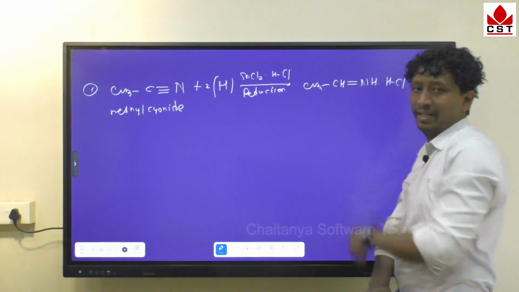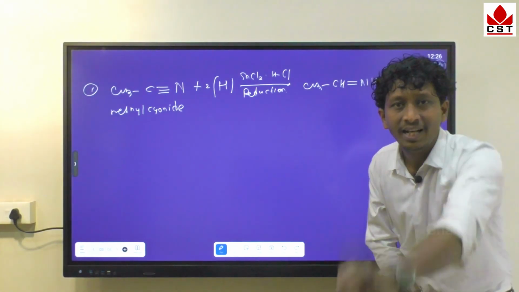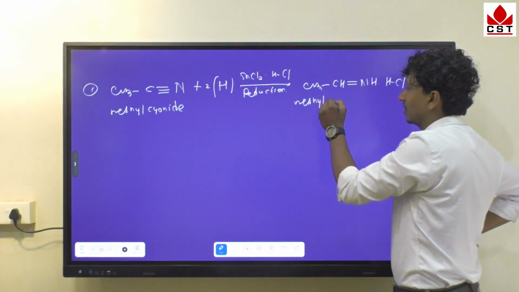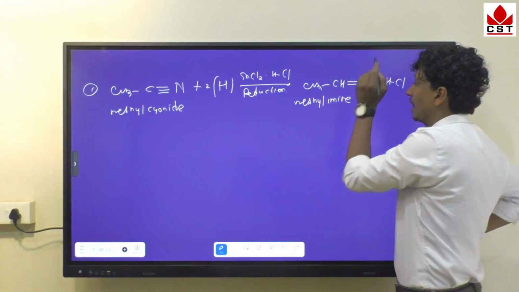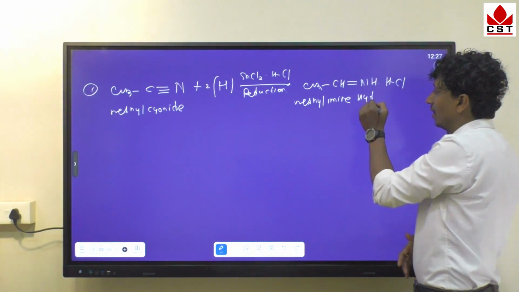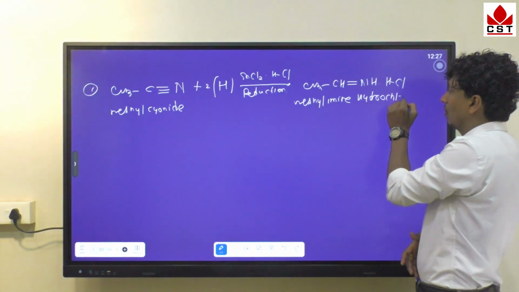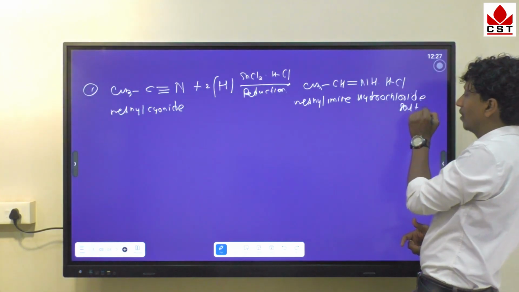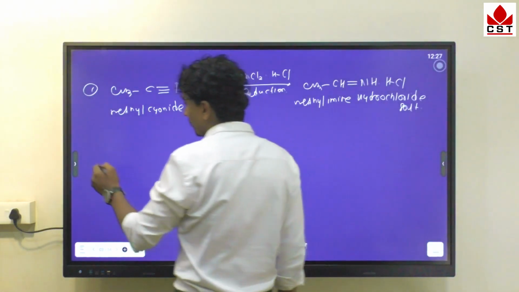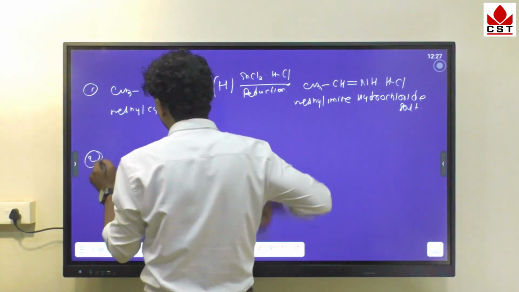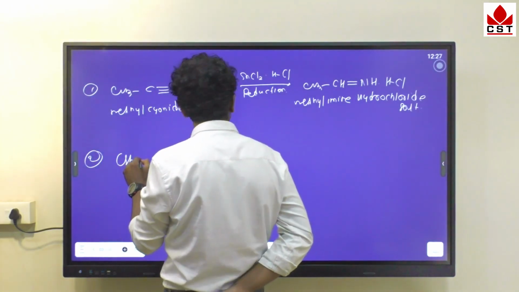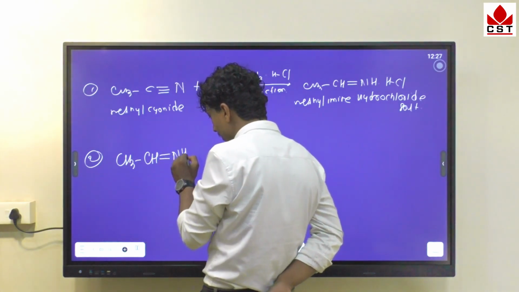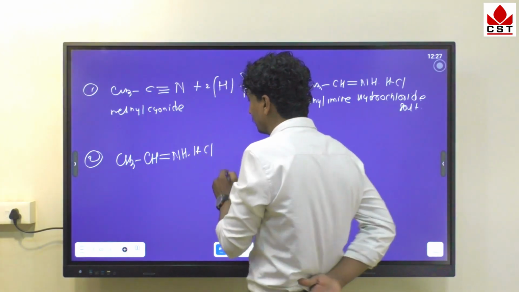This is the intermediate, the salt intermediate, and the name of that salt intermediate is methylamine imine hydrochloride salt. Okay, now in the second step, the treatment of CH3-CH=NH·HCl.